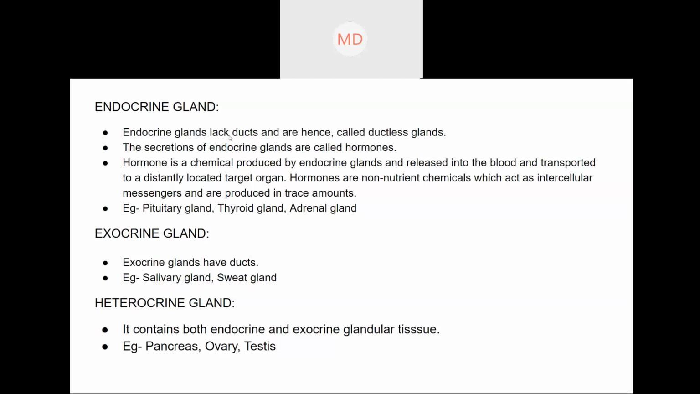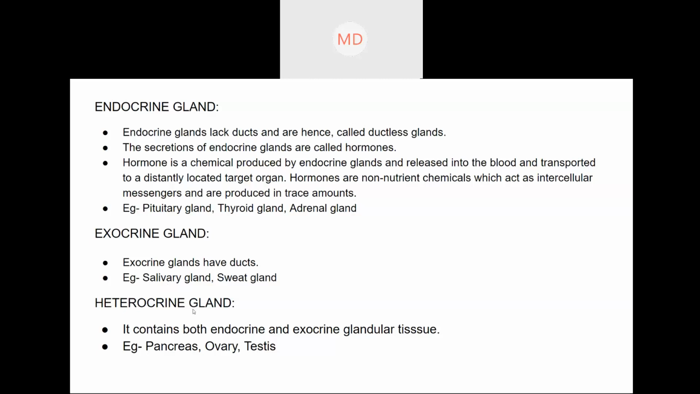So for endocrine glands, we have seen they do not have ducts. Exocrine glands have ducts, right? But for the heterocrine gland, what happens? The heterocrine gland contains both an exocrine as well as an endocrine part.